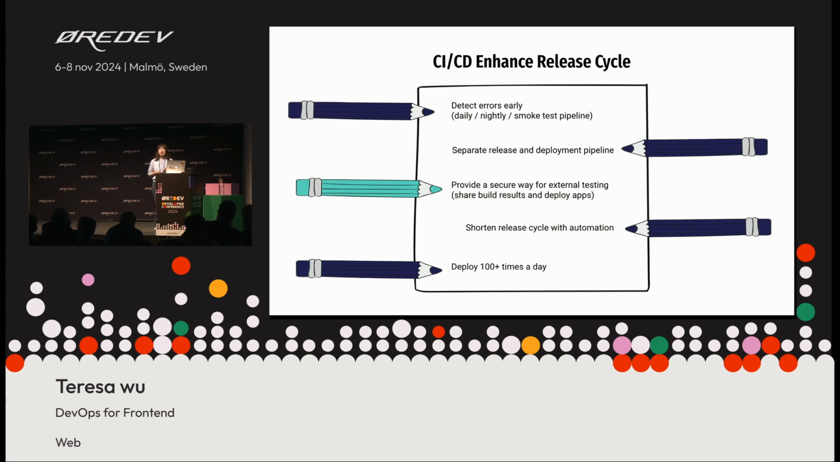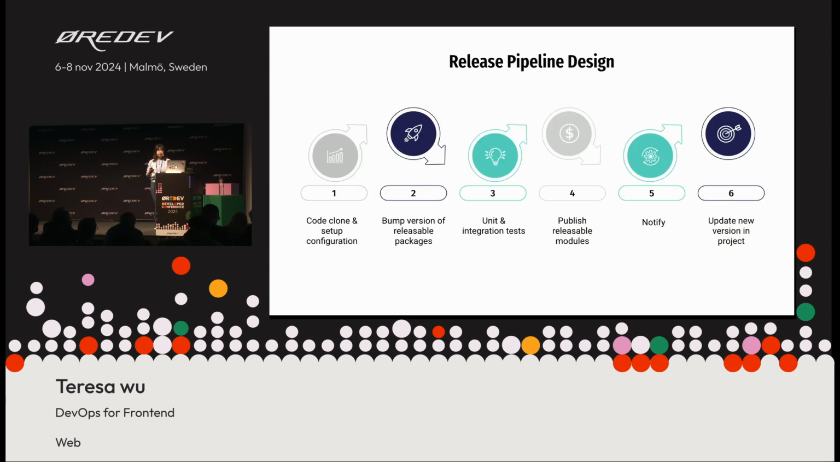So, in the end, how do we release and how do we enhance it, right? We want to detect errors a bit early, and we want to separate the release and deployment pipelines. If you are building a mobile application, you want to provide a secure way for testing as well. Make sure your release process is automated and as short as possible. You can release a smaller chunk of the code instead of releasing the whole project altogether, right? You can release a lot of times during a day, but you don't have to push them to production, right? Just continue to build, to test, and to release.